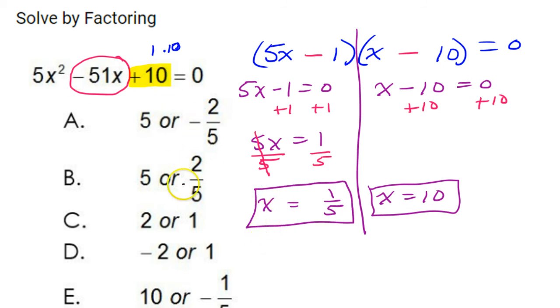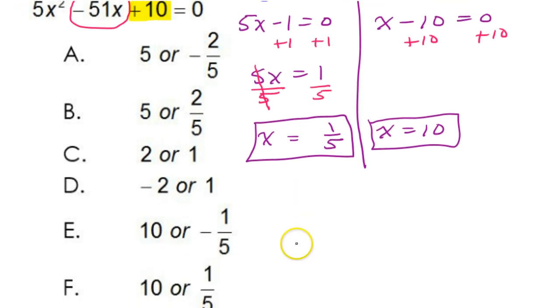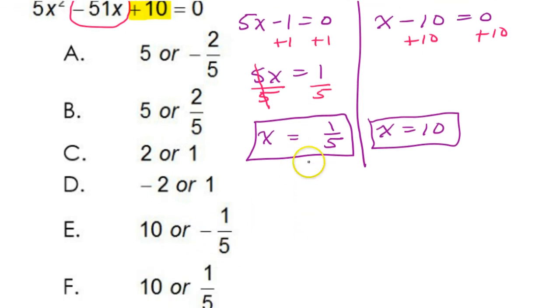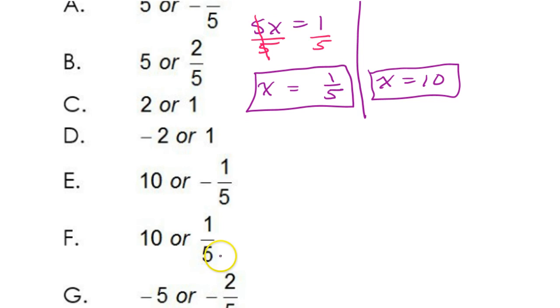So let's see, scanning around. Okay, I see a 10 coming here, but it's not supposed to be a negative 1/5. And here's 10 and positive 1/5. So the answer is F.